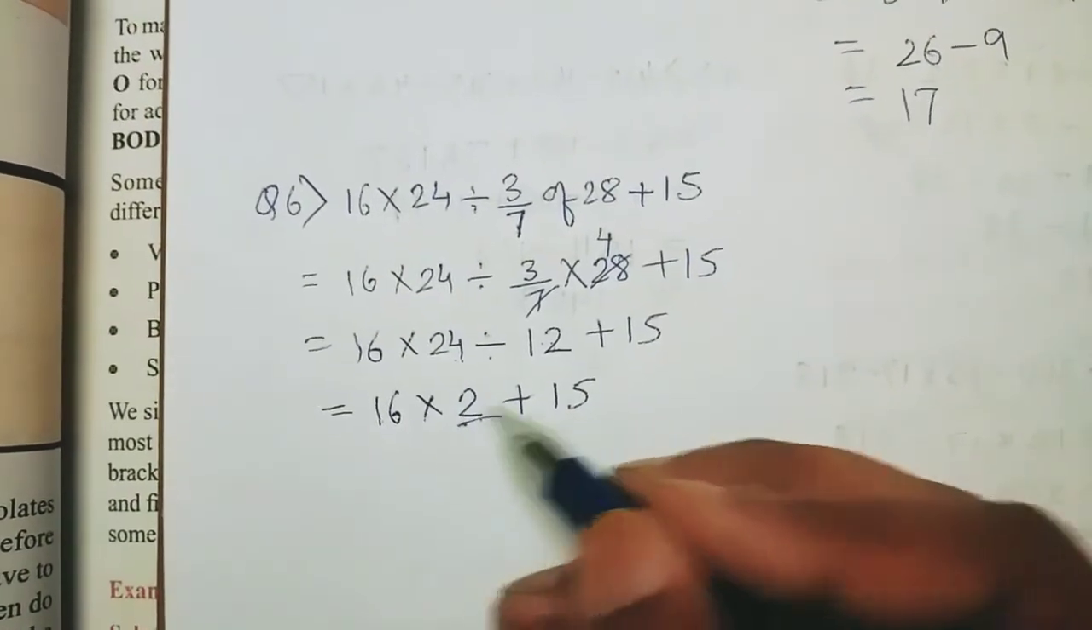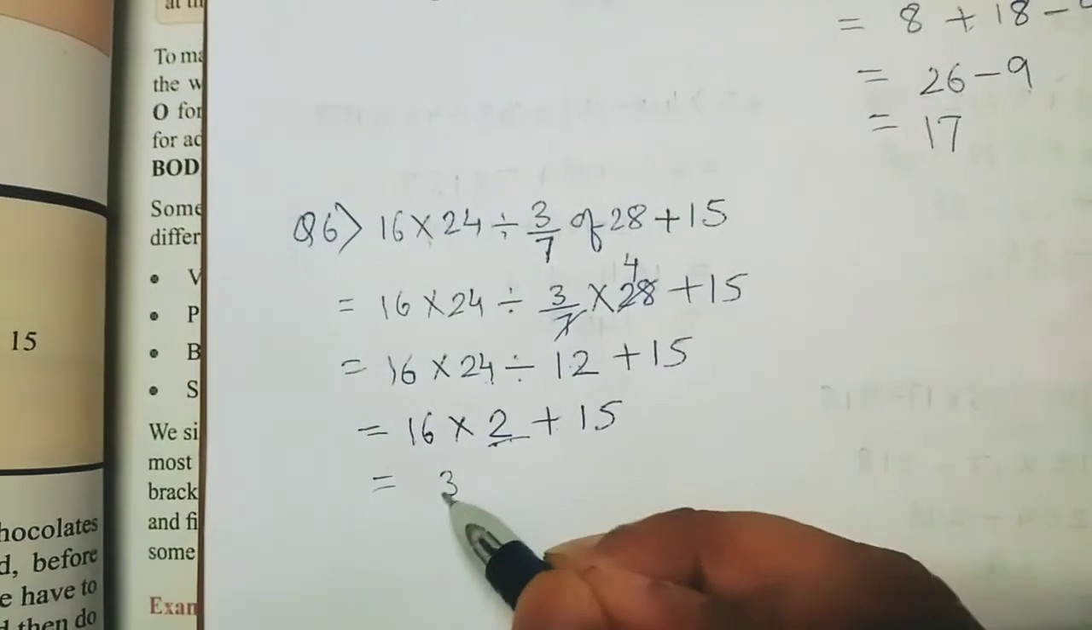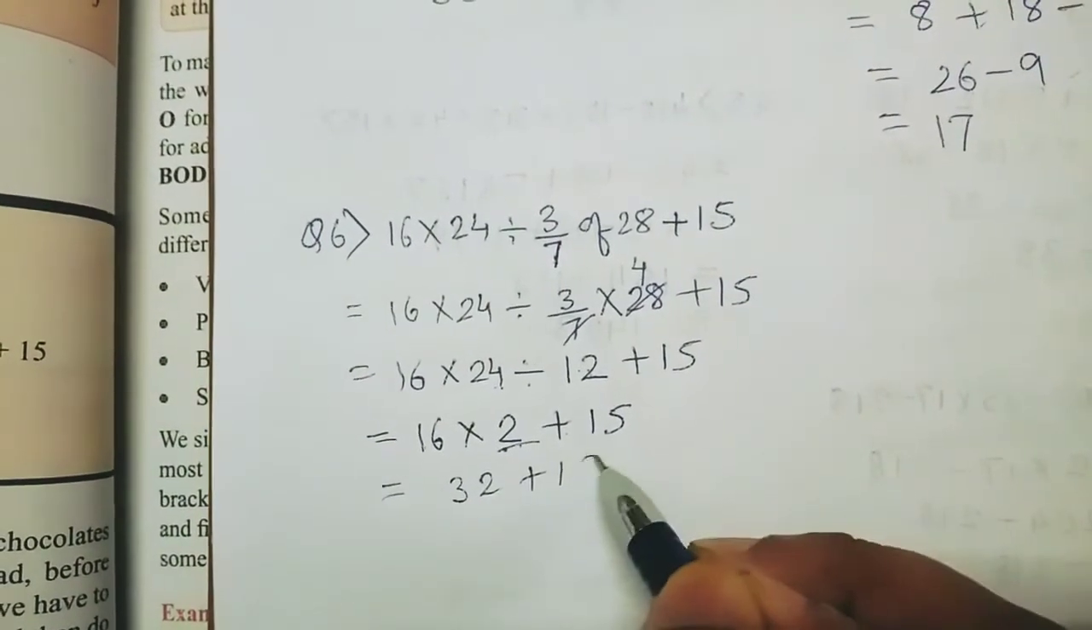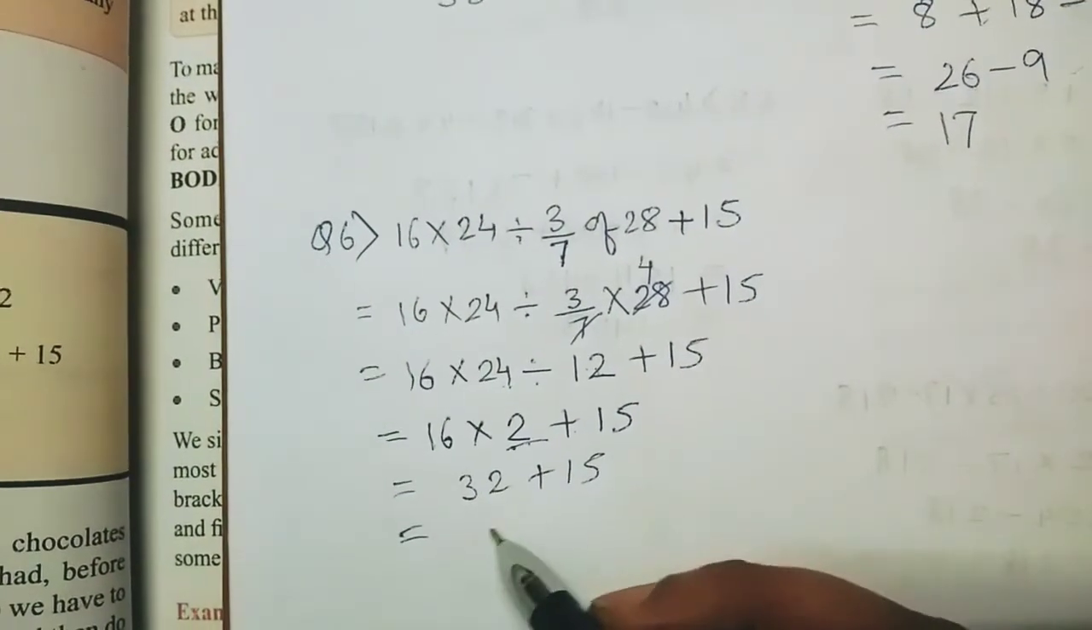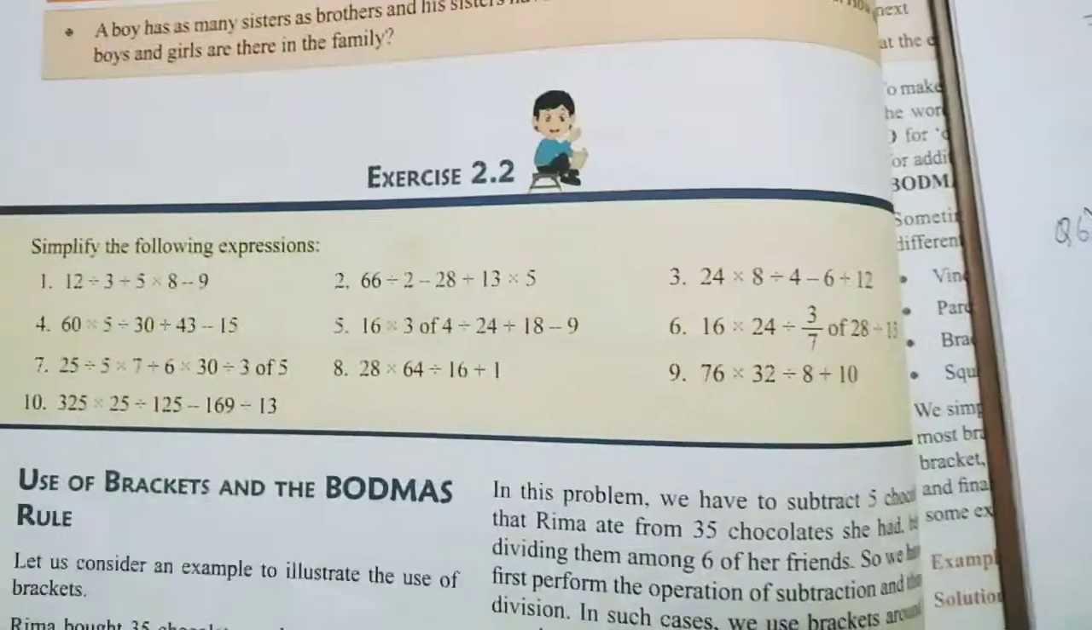Now multiplication and plus. So what do we do first? We will do the multiplication. 16 times 2 is 32, plus 15. Now it is 47. So this is the answer of this question.